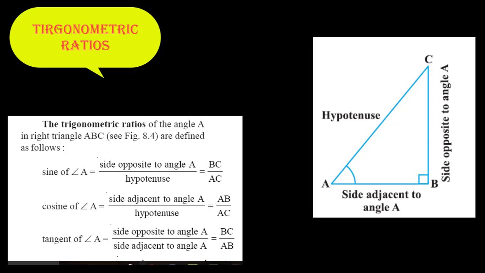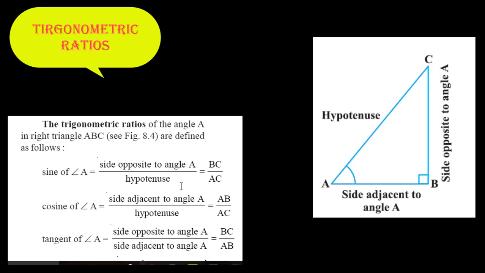Here we are taking angle A. The side opposite to angle A is BC, and hypotenuse is AC. So sine of angle A is perpendicular upon hypotenuse. In this case perpendicular is BC, and hypotenuse is AC. So sine of angle A is equal to BC upon AC.